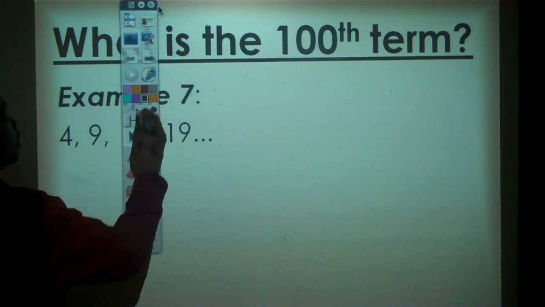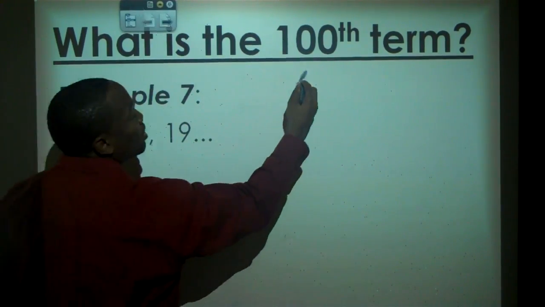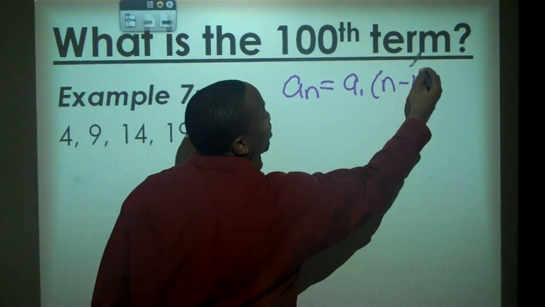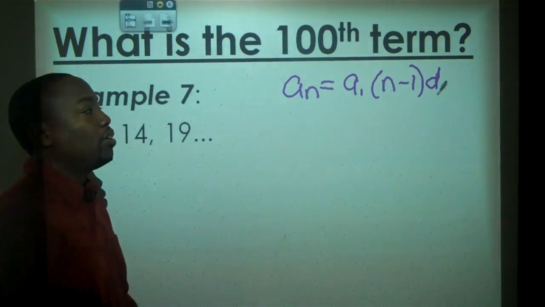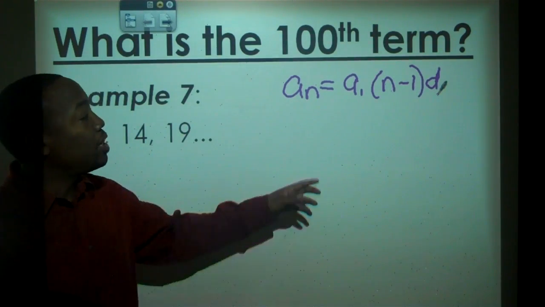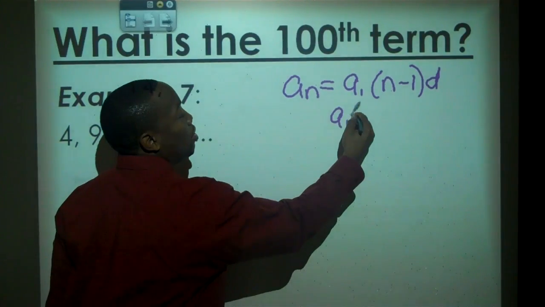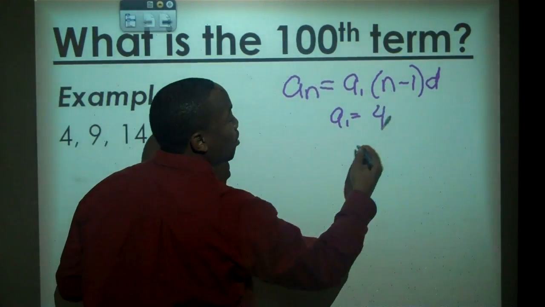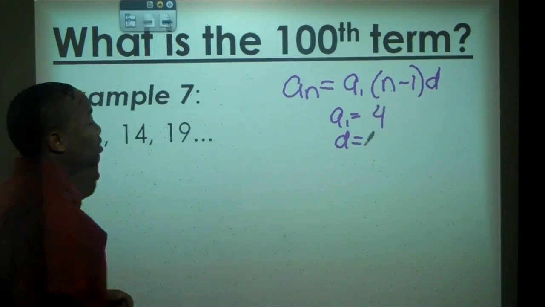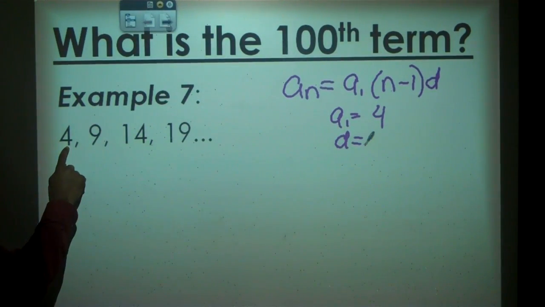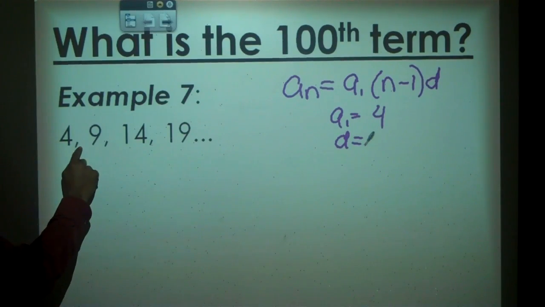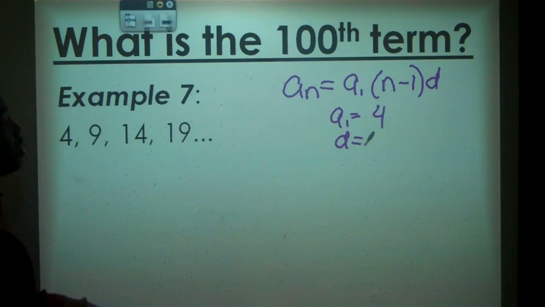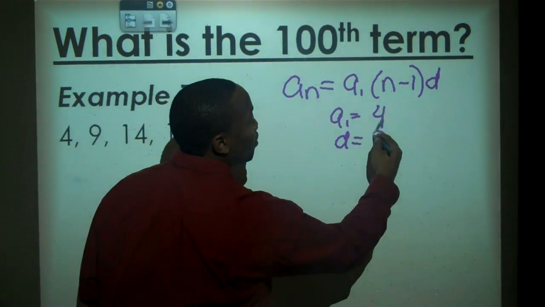The formula that I just had on the board was a_n = a_1 + (n - 1) times d. First, we need to fill in a couple of things. We need to figure out where our a_1 is. My a_1 is going to be my first term. In this situation, it will be 4. My d is my common difference. So what's the common difference between all these numbers? From 4 to 9 is 5. From 9 to 14 is 5. From 14 to 19 is also 5. So my common difference will be 5.